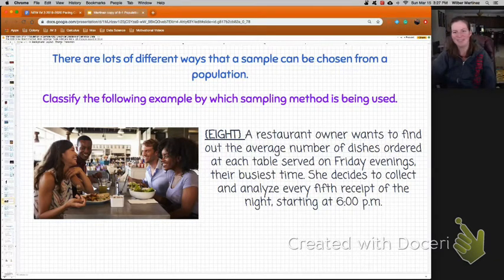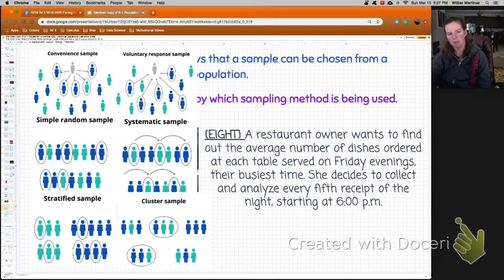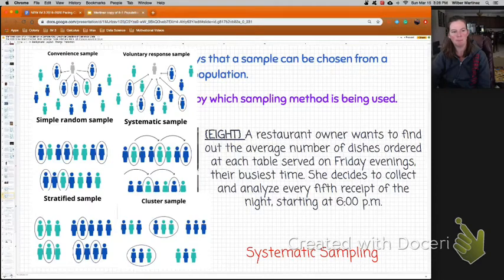It says a restaurant owner wants to find out the average number of dishes ordered at each table served on Friday evenings, their busiest time. She decides to collect and analyze every 5th receipt of the night, starting at 6 p.m. So here's all our different types. This is an example of systematic sampling. So at 6 p.m. she starts collecting every 5th receipt. So the 5th one, and then the 10th one, and then the 15th one. So that's an example of this whole idea of systematic sampling.